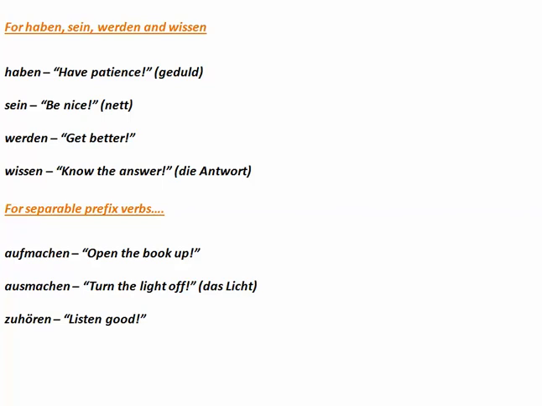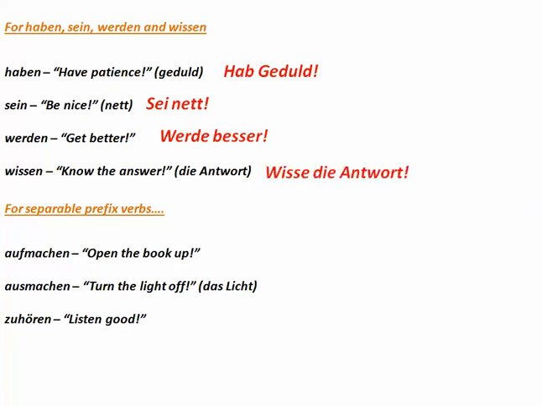Haben, of course, means to have, so if you want to say have something, like have patience, hab Geduld. To be or is sein, but to be the command is just sei nett, which incidentally is also the subjunctive one form. But that's another video, and you need to look at our videos over the subjunctive to see where that plays in. Werden, werde besser.